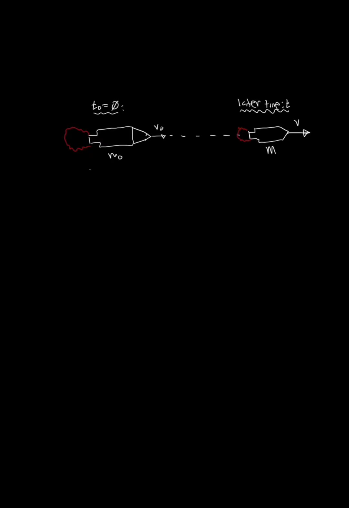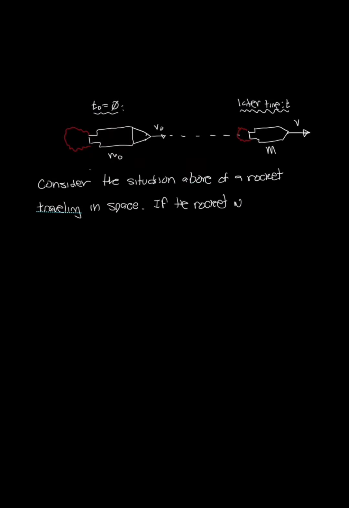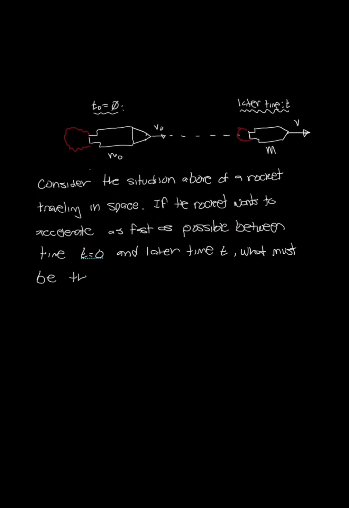Alright, so let's say you're given this situation here, and the question says, consider the situation above of a rocket traveling in space. If the rocket wants to accelerate as fast as possible between time t equals 0 and some later time t, what must be the corresponding mass of the rocket?